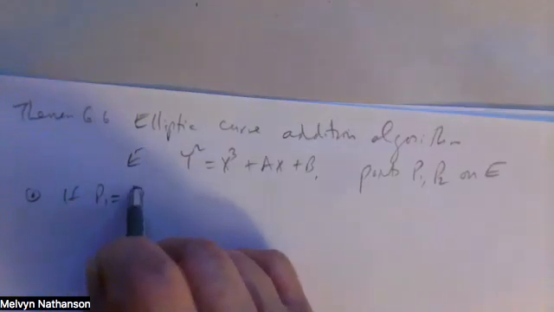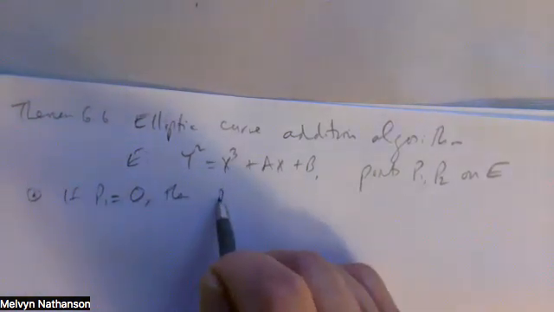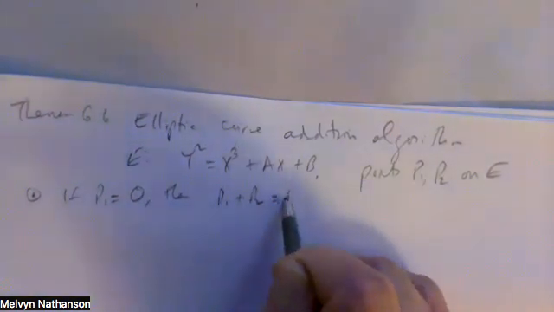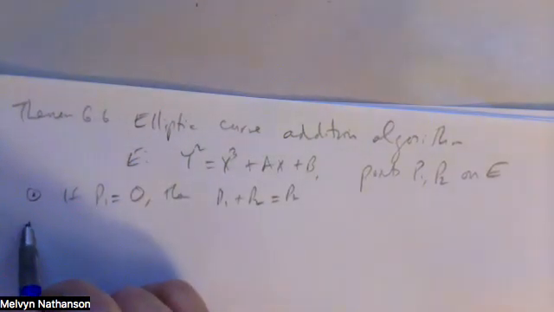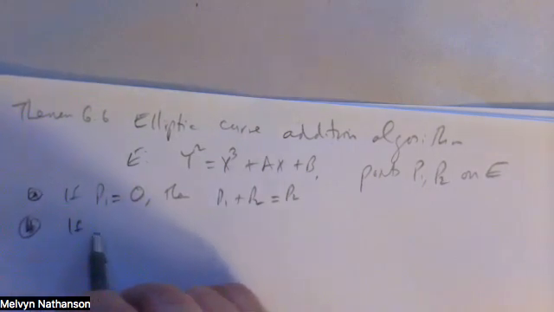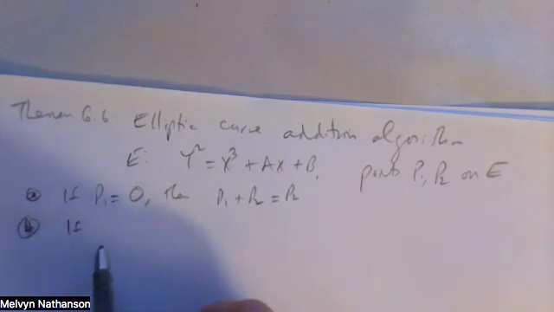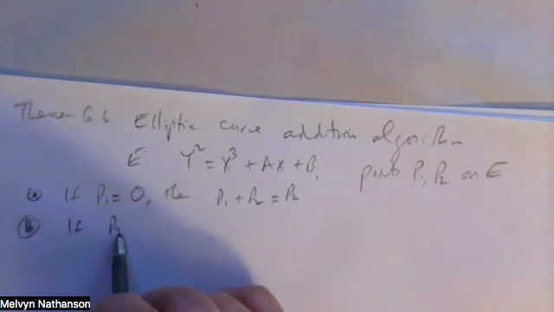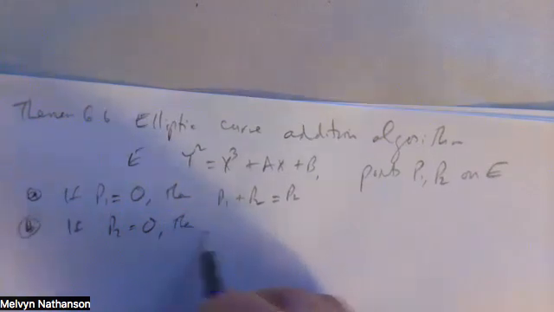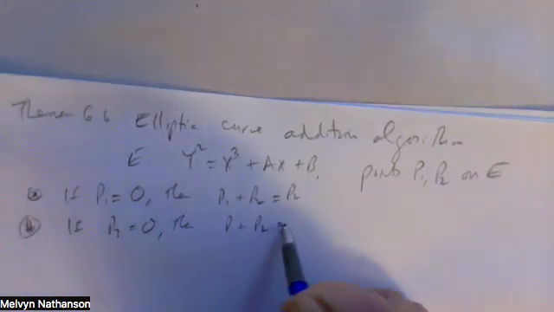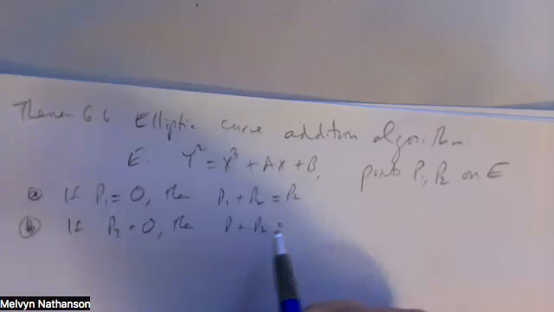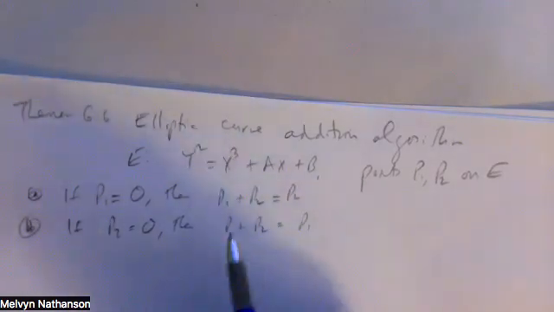If P1 is the point at infinity, then P1 plus P2 is just P2. If P2 is the point at infinity, then P1 plus P2 is P1. This is just the identity.